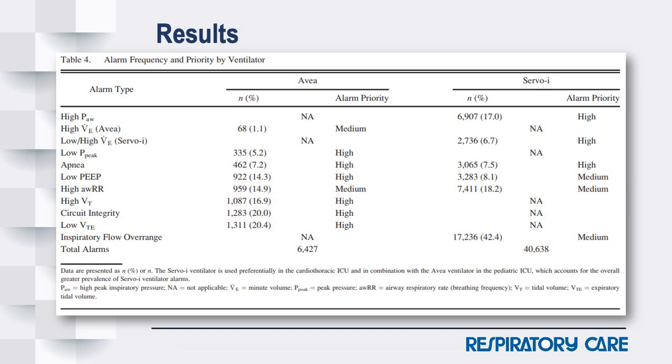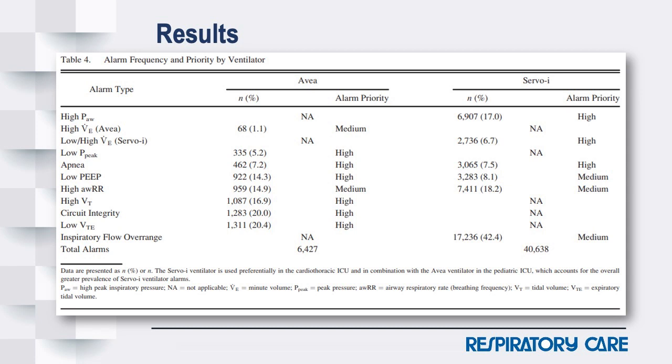I think the thing that sticks out to me the most is if you look at the bottom of each of the columns, the Servo-i has drastically more alarm events in this case, and what you'd see one step up from that is that inspiratory flow overrange is the largest, in fact, is over 40% of the alarms. So the Servo-i does have a lot more alarm events, and a major contributing factor to those alarm events is the inspiratory flow overrange.